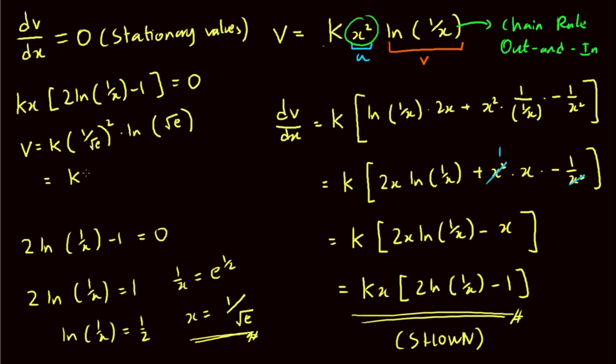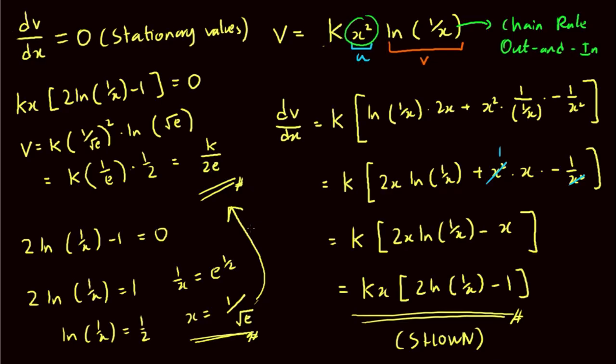So it would actually be like this. It would be k, and you would have here 1 over e, just 1 over e times, let's see, ln root e would be half. Yeah, it would be half in this case, which is logical. So you actually have k over 2e. That's basically the stationary value for v, right? If your x is this one, your v will be this one. So that's the second part done.